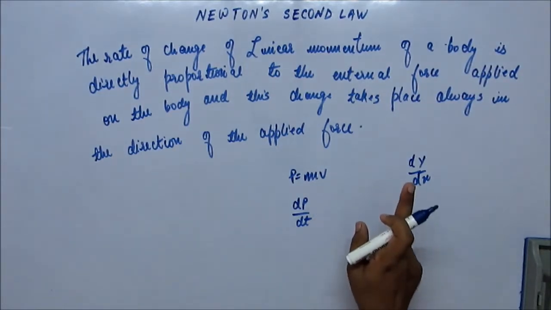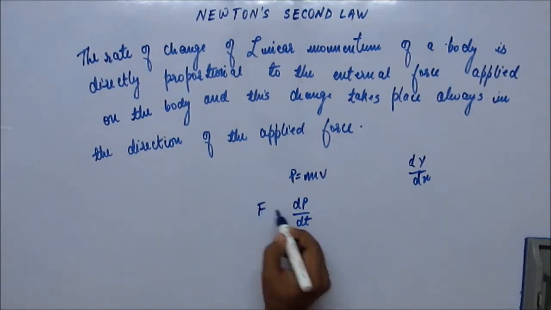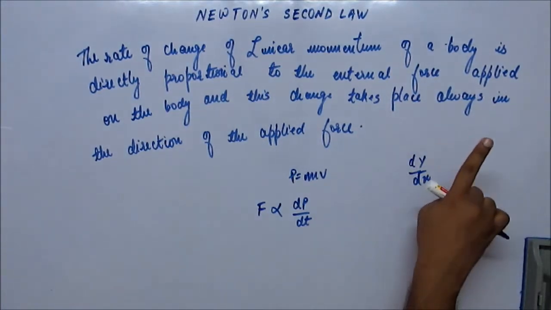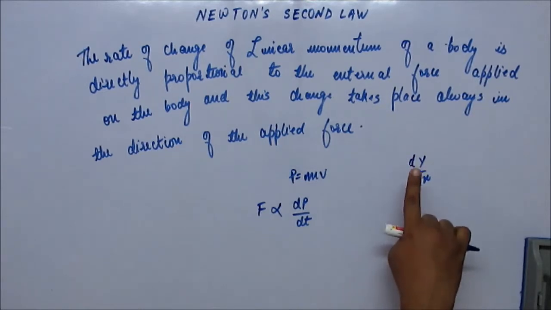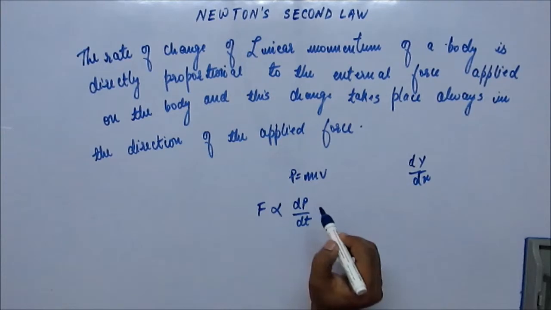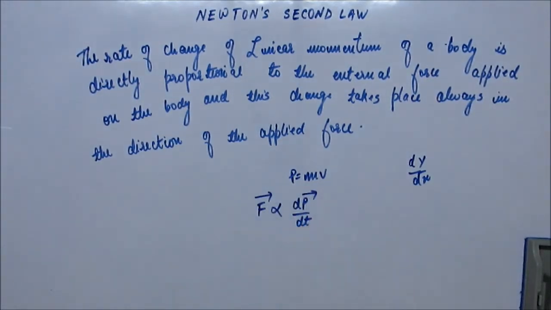So rate of change of momentum of a body is directly proportional to the external force. That's what the first part is saying: external force applied on the body, and the change takes place always in the direction of the applied force. That means the momentum is changing in the direction of the force. They both are vector quantities. So whatever the direction is on the left hand side, same is the direction on the right hand side. Whatever the direction of force is, same is the direction of the change in momentum.